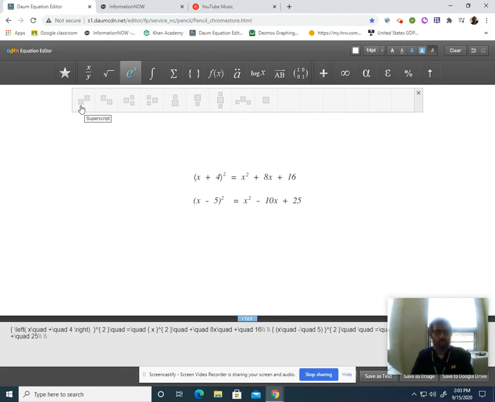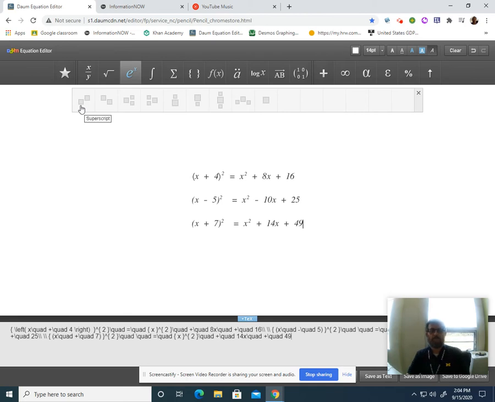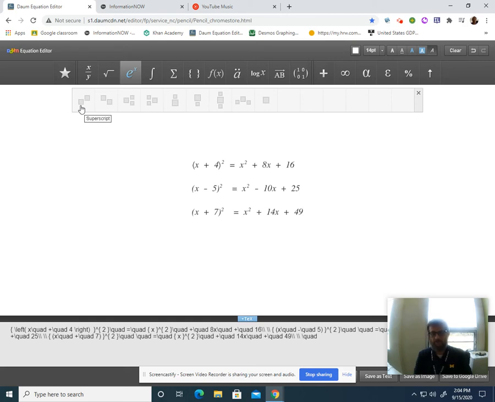Likewise, if I ask you, what is x plus 7 squared, you would know that is x squared plus 14x plus 49. Now, what we're going to do is I'm going to ask you to do this in reverse. Instead of giving you the left-hand side, I'm going to give you part of the right-hand side. So I'm going to say I have x squared minus 20x.